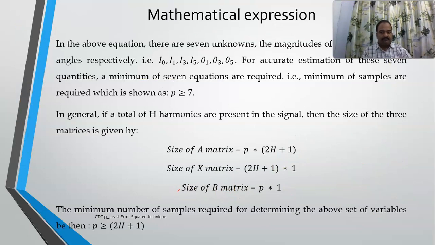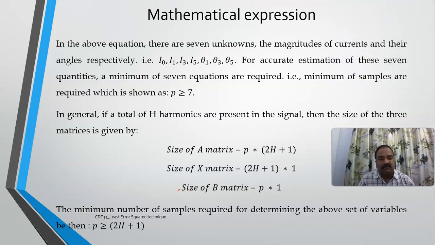Okay. So in the above equation, if you carefully see, there are 7 unknowns. That's why I have taken 7. But let us suppose you want to consider H harmonics. For each harmonic you will get 2, one sine term and one cosine term, and there will be a default DC term. So how many elements do you need to find out? 2H plus 1.